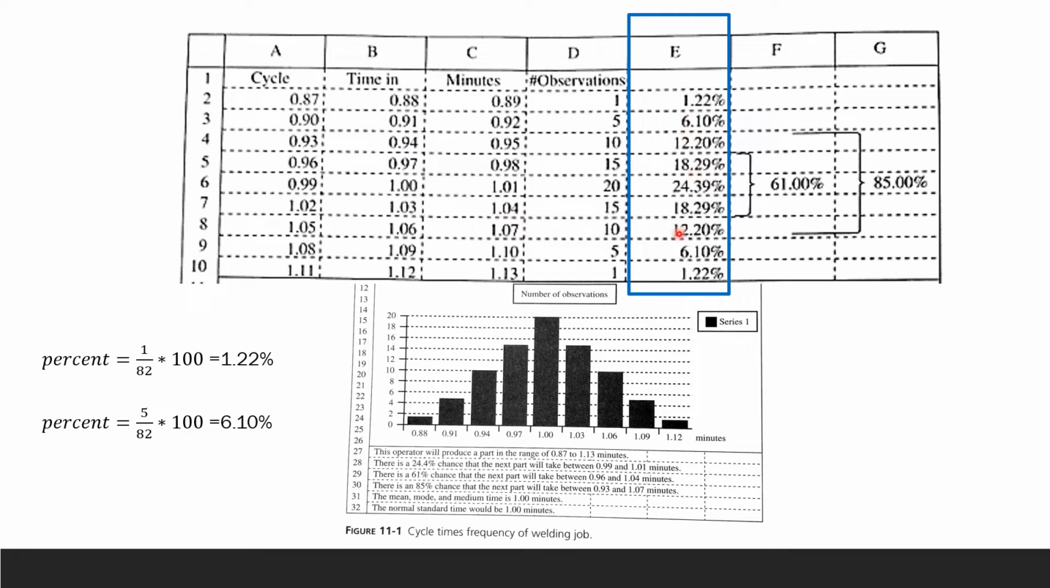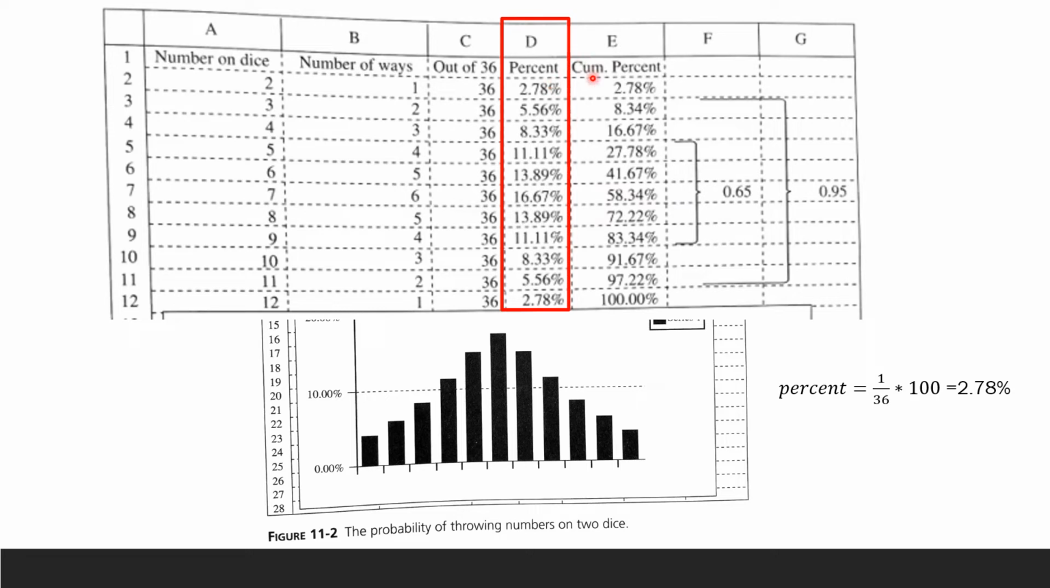So this is how you calculate your work sampling. Here you have 95% confidence, meaning the majority of your data is going to be from here to here. Second one, percent: you see 2.78, how do we get that? Altogether, the number of ways from 1 all the way to here: 1 plus 2 plus 3, 4, 5, 6, 5, 4, 3, 2, 1. When you add it up, you get 36 total. So 1 out of 36 gives you 2.78%. 2 out of 36 is 5.56, 3 out of 36 is 8.33%.